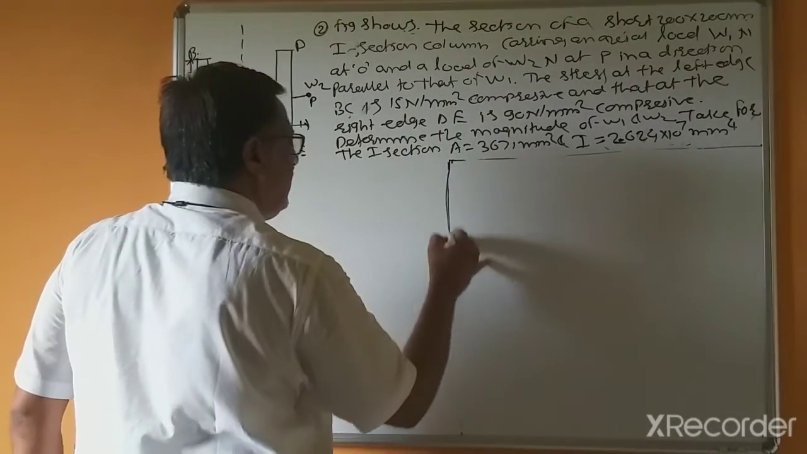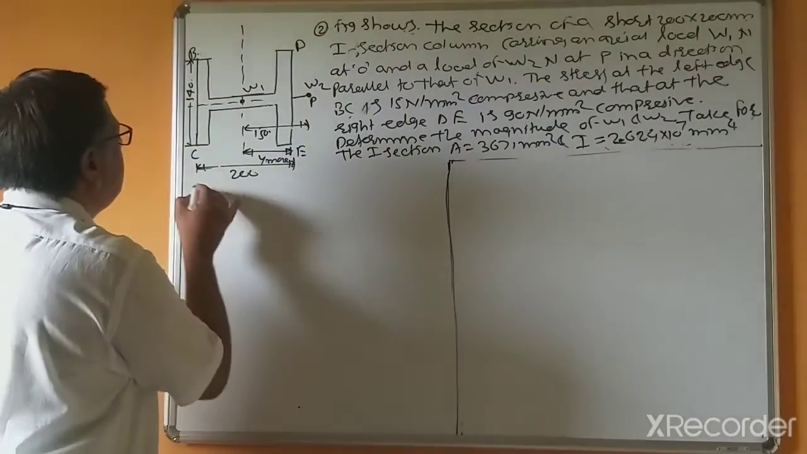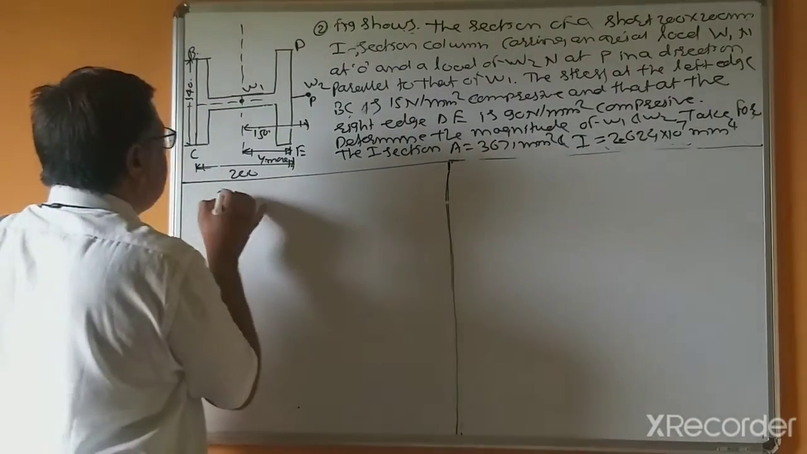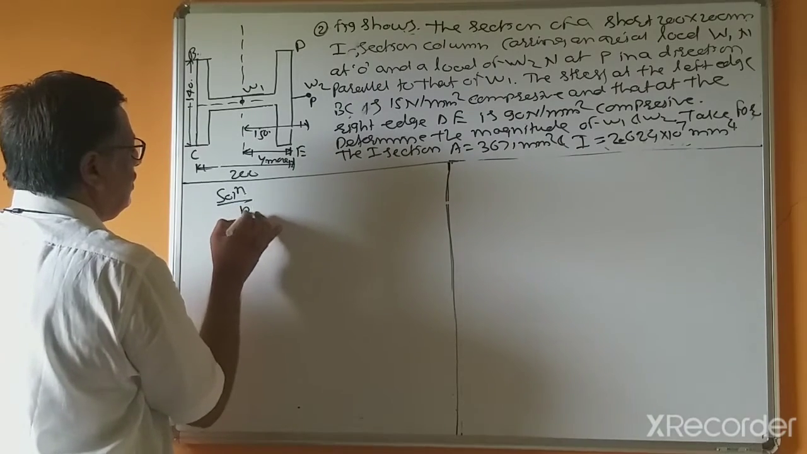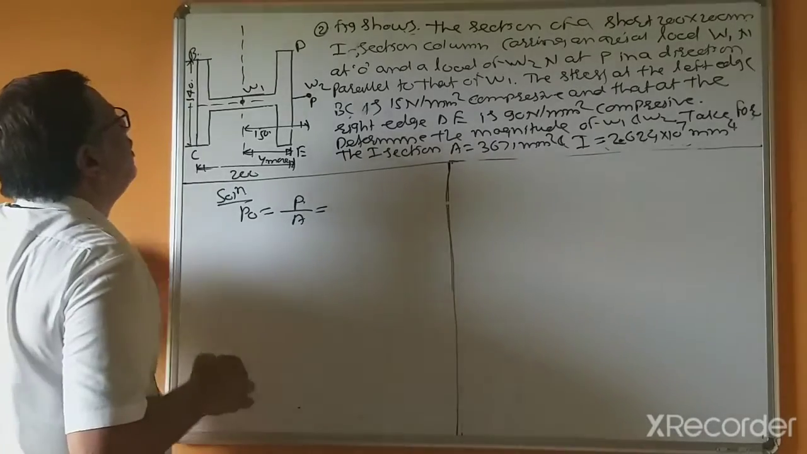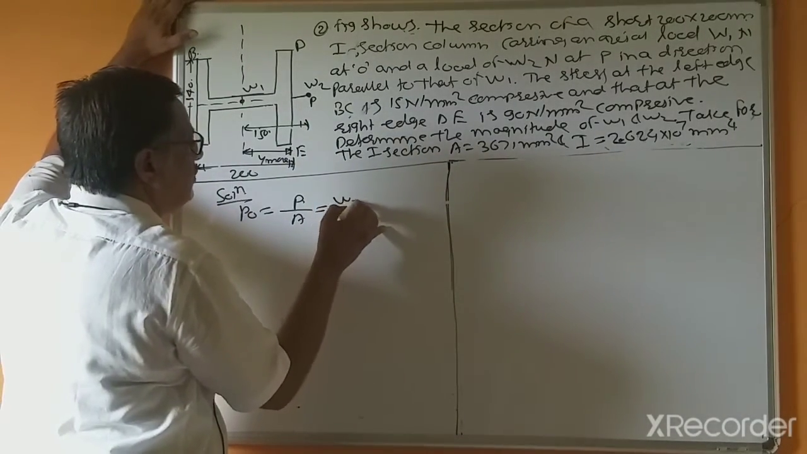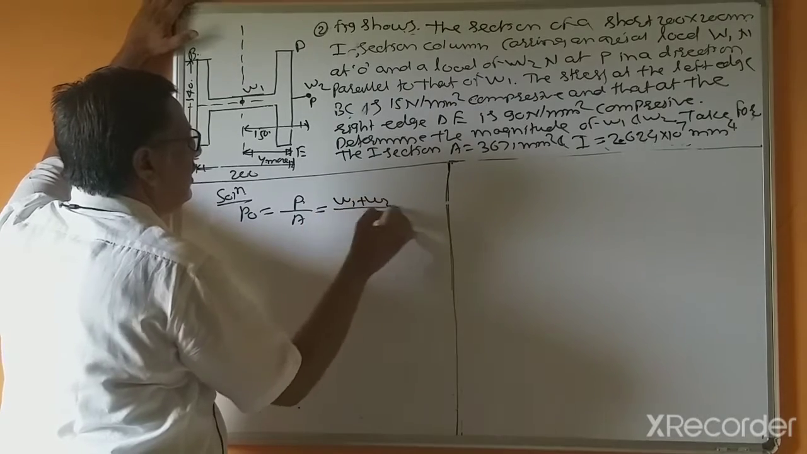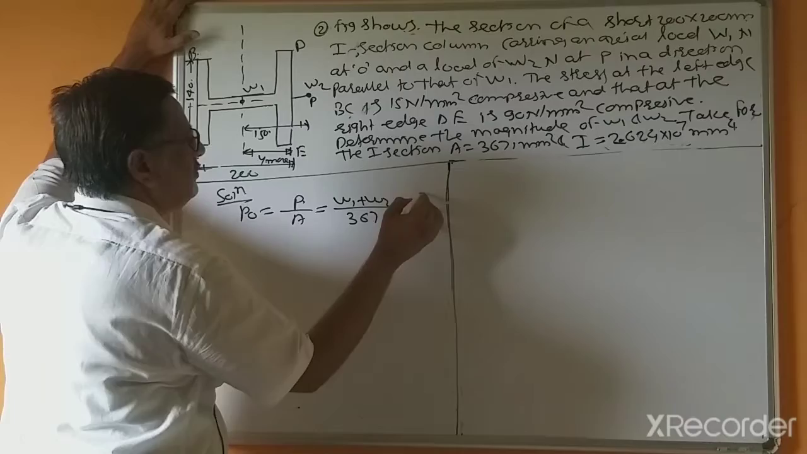So in this case, area is given and moment of inertia is given, so the rest of the problem is easy. Solution: direct stress equal to P divided by area. Because here are two loads, W1 plus W2 divided by 3671. This is the first equation.